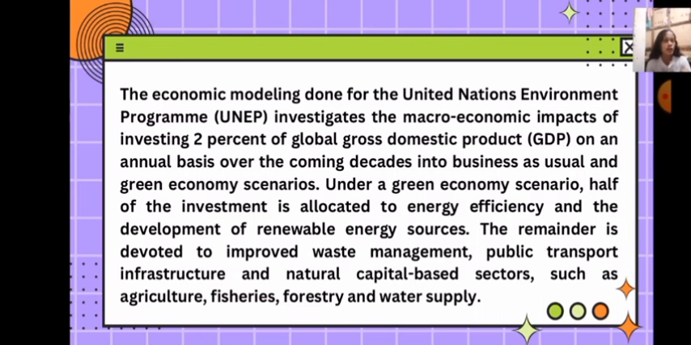Then the remainder is allocated for proper waste management, like the technologies and alternatives now made to improve and manage waste, then to enhance transport infrastructure, and then agriculture, like improving their crops through giving natural fertilizers, and seminars or symposiums that can help them improve their livelihood, like in forestry, fisheries, and water supply.